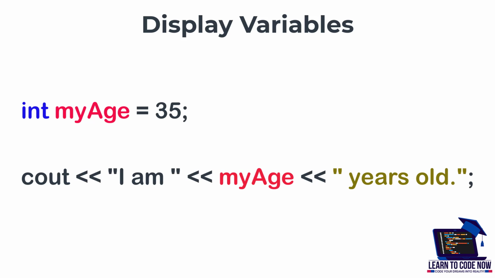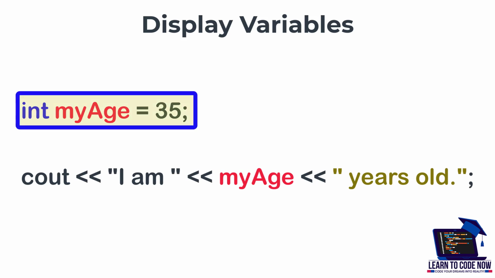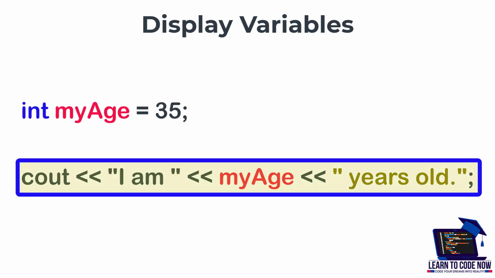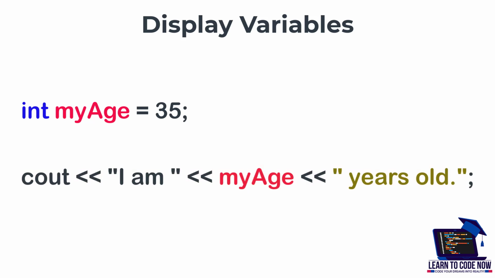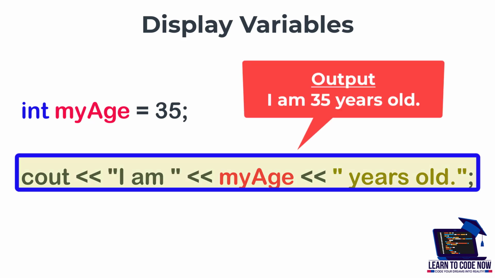The cout object is used together with the double less than operator to display variables. To combine both text and a variable, separate them with the double less than operator. In this example, we have an integer called myAge and we are assigning 35 to it. In the next line, we are printing the value of myAge, and before myAge there is a string I am, and after myAge there is another string years old. So the cout object will display I am 35 years old.